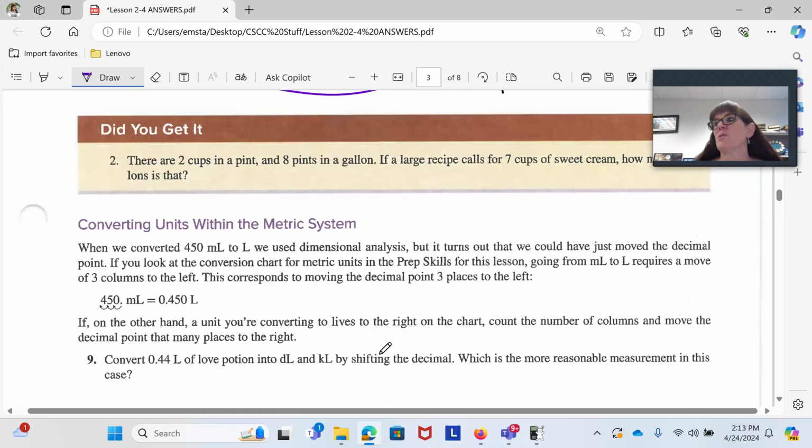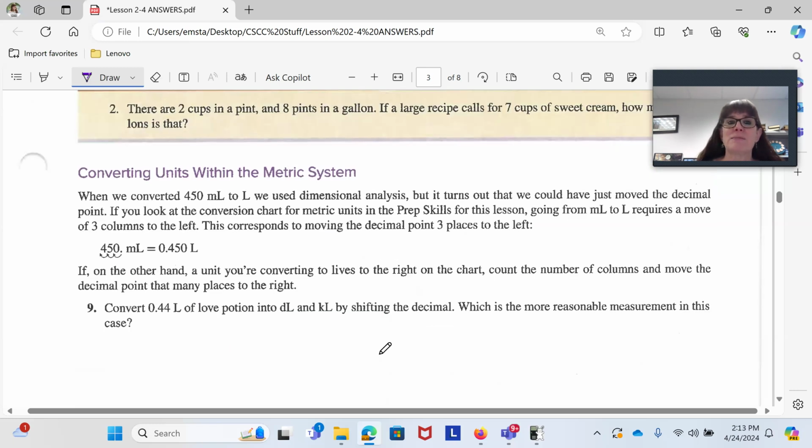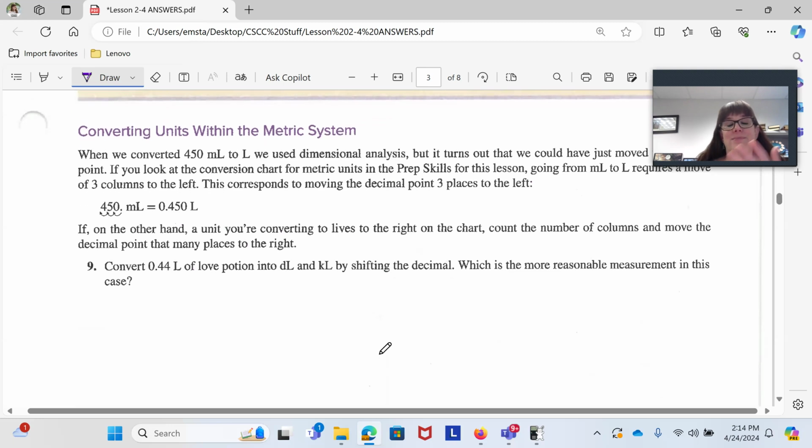Towards the bottom of page 201, they talk a little bit about the metric system. Metric system is very useful. If you go into a different country, you're going to see a lot of stuff measured in metric system. And they do talk about how to go back and forth within the metric system. So instead of using dimensional analysis to convert 450 milliliters into liters, we could have just looked at the conversion chart on page 196. And I noticed that going from milliliters to liters is a move 3 columns to the left. So I could have just moved my decimal 3 places over and turned 450 into 0.45. And if you go to the right, that's how far you'd move to the right.